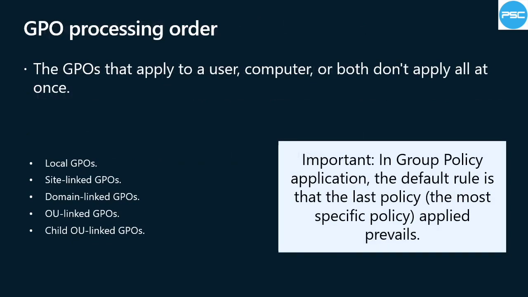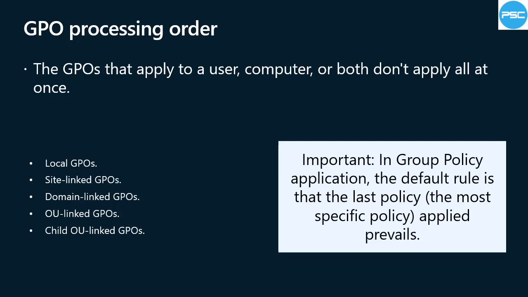The GPOs that apply to a user, computer, or both don't apply all at once. GPOs apply in a particular order. Conflicting settings that process later might overwrite settings that process first. Group policy follows the following hierarchical processing order. First, local GPOs. Second, site-linked GPOs. Third, domain-linked GPOs. Fourth, OU-linked GPOs. And final, child OU-linked GPOs.